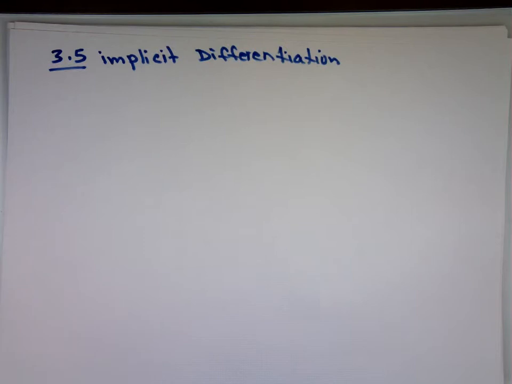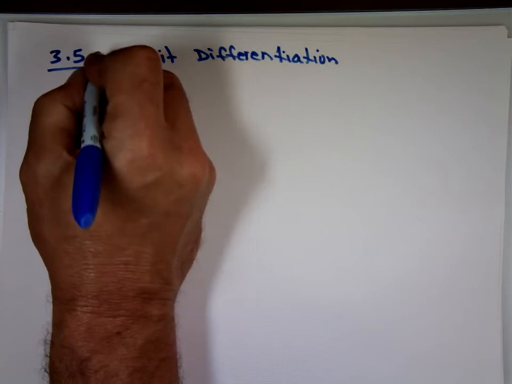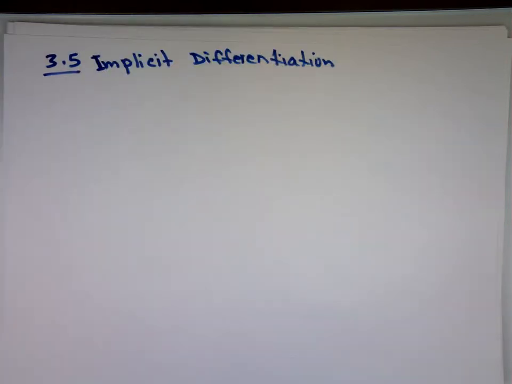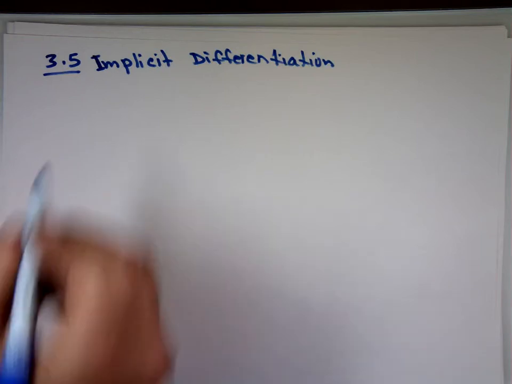So far is called explicit differentiation. Why? Because you have y equals, and you try and take the derivative of that. There's a lot of cases you can't solve for y, so you can't just say y equals and take the derivative.